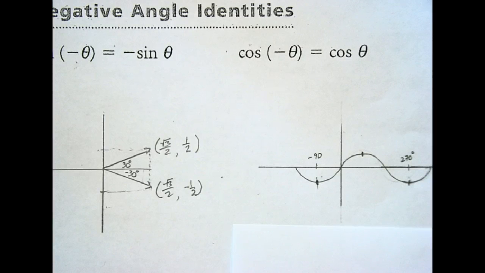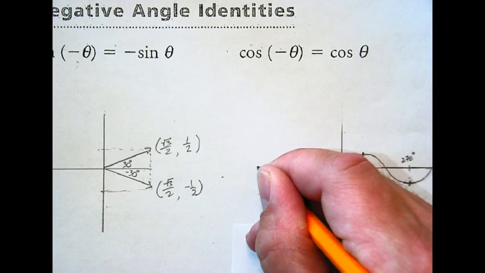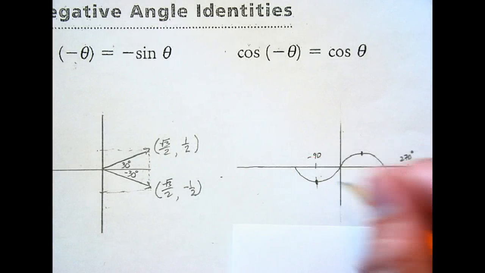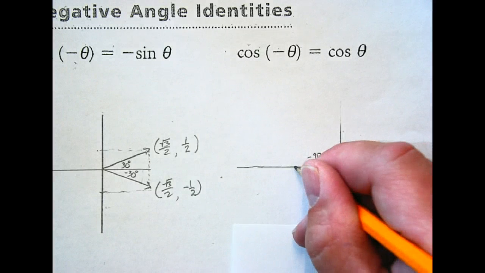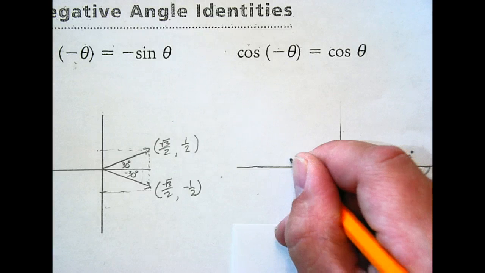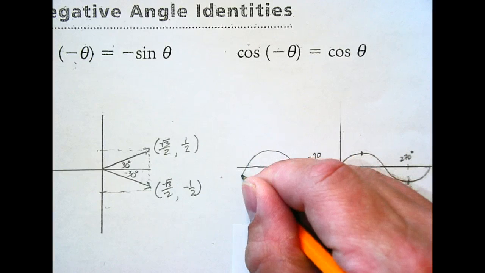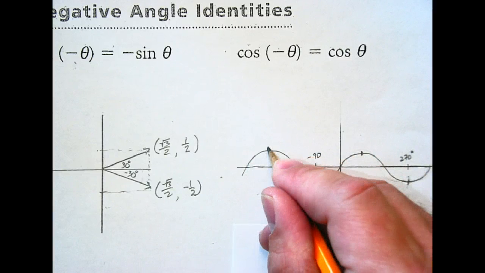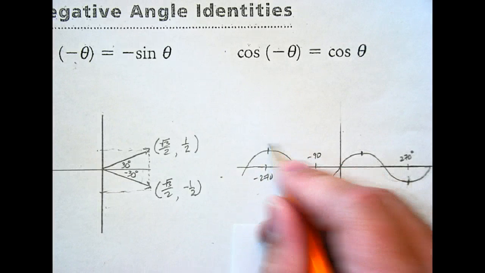If the graph is 2 periods between 0 and 2 pi, then between negative 90 and 270, would there be 2 periods or just one? Negative 90 to 270 is one period. To actually show this accurately, we should continue this back and go to negative 270, which would be right there. That would be negative 270, which would bring us to positive 1.